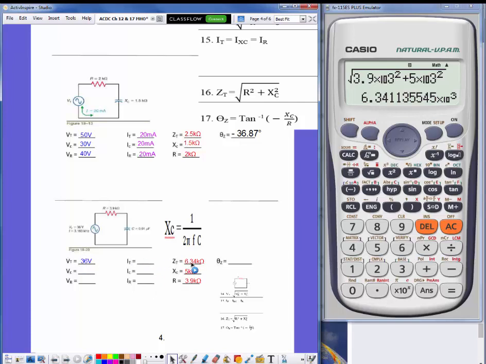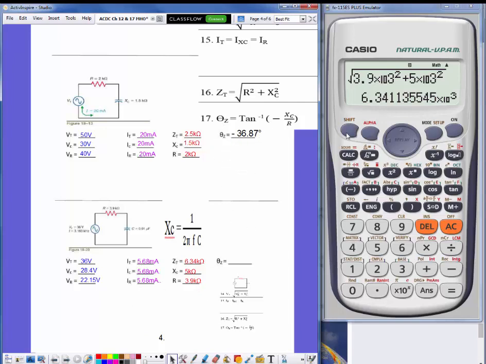Now I can find my total current by using Ohm's law. 36 divided by this resistance amount, this impedance amount. Current stays the same in series, so I got all my currents. Now I can use Ohm's law. V is equal to I times X, V is equal to I times R. I have all my values.